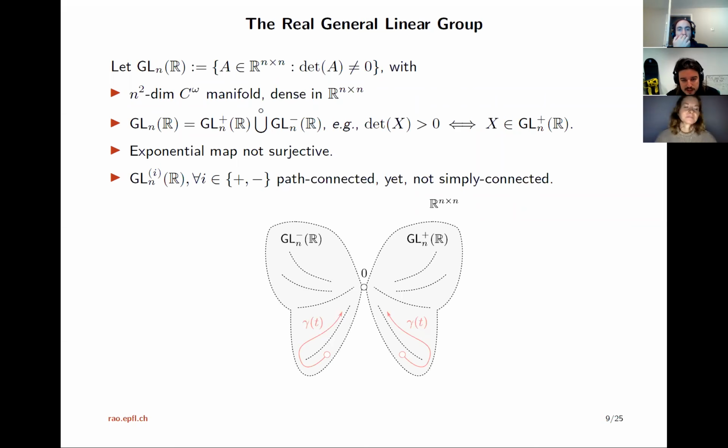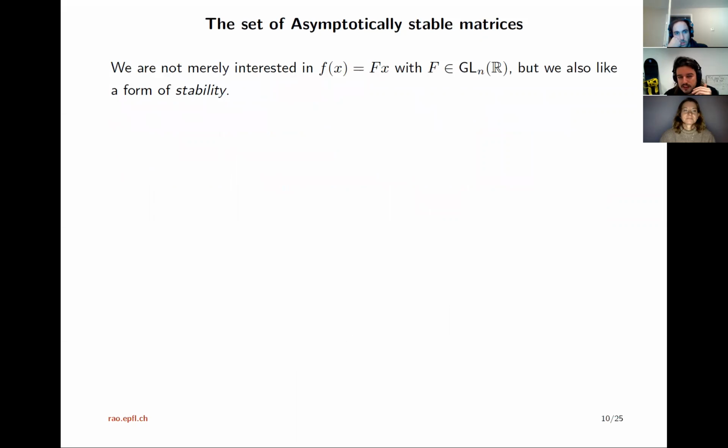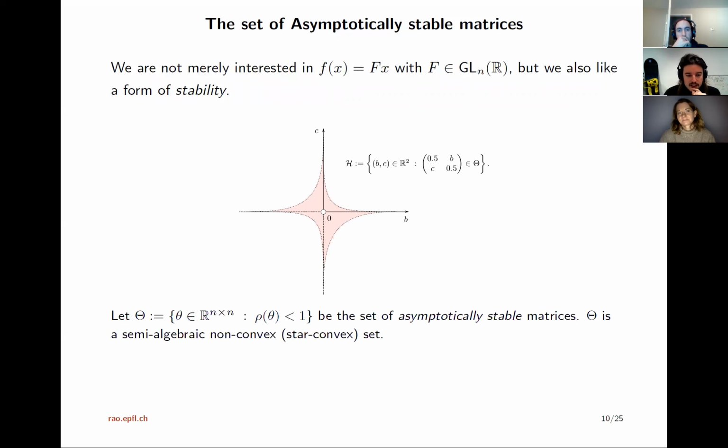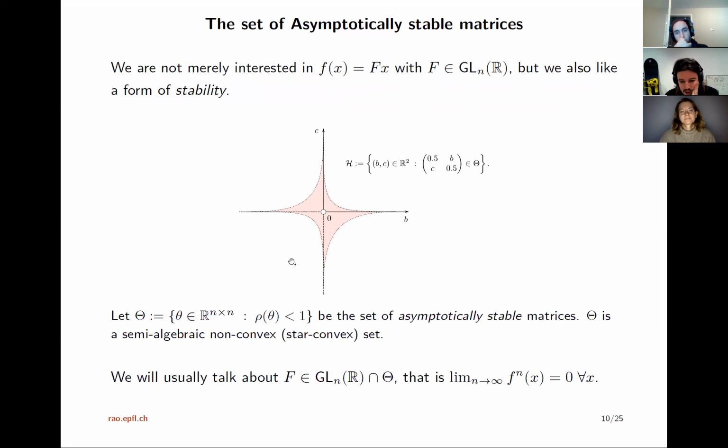Okay, so we will also add some more structure. We're not just interested in invertible maps, but also in stable maps, because usually these things correspond to a control problem, and in the end you end up with a stable closed-loop system. So we need some form of stability for these maps. So we will look at the set of what some people would call asymptotically stable matrices, which are again matrices where the spectral radius is smaller than 1. And then the point is that if you have such a matrix, then this limit, regardless of your choice of x, will go to 0.